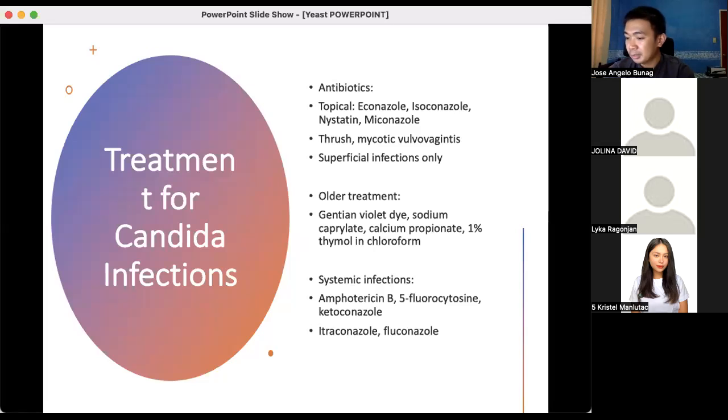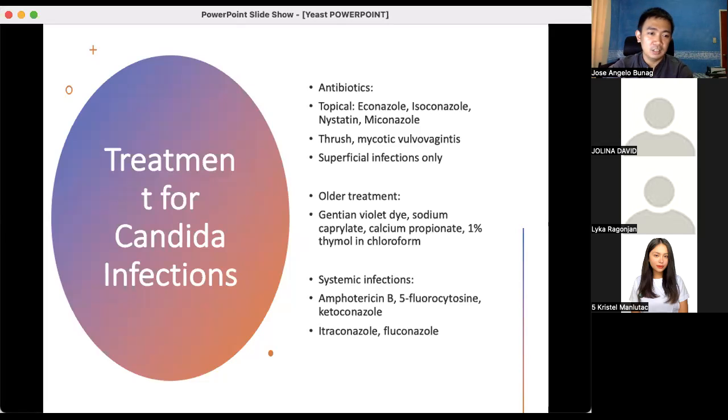So these are molecular techniques na pwede po natin gamitin in diagnosis. So usually for research, pero for diagnosis siguro mga special cases. Hindi kasi siya masyadong practice po sa bansang Pilipinas.